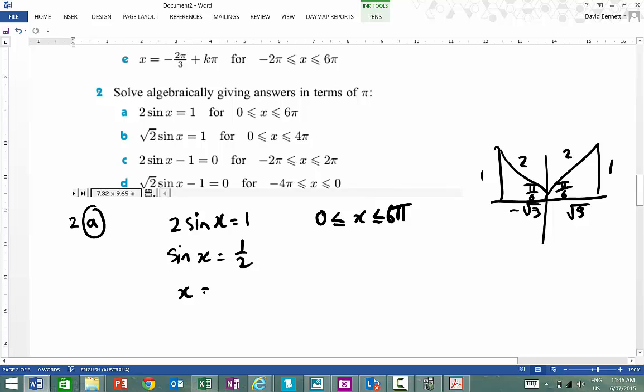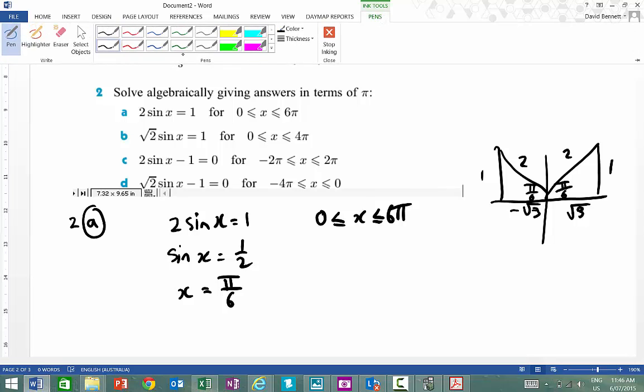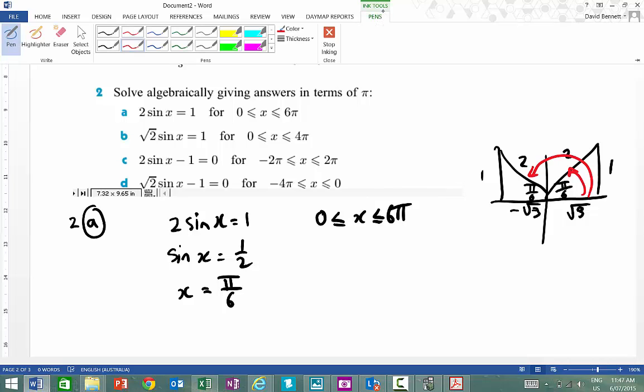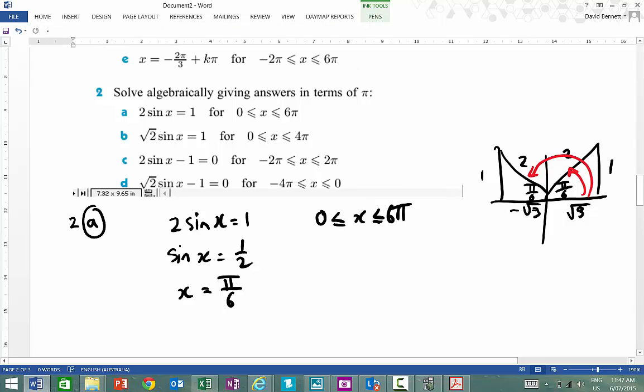X is going to be equal to pi on 6. And so that's the first angle, pi on 6. The second angle we're going to have is pi on 6 short of pi. So it's going to be simply that, or 5 pi on 6. And then we're going to add multiples of k 2 pi.